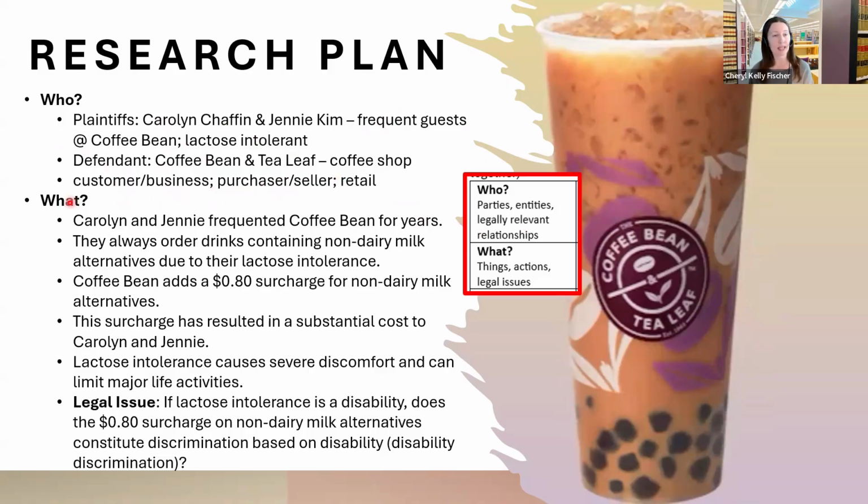And then the what. So legally relevant things, actions, and issues. So they frequented Coffee Bean for years. They always order drinks containing non-dairy milk. Coffee Bean always adds the surcharge, and it's resulted in substantial cost added up over the years. Since intolerance causes severe discomfort, it can limit major life activities. They're arguing that it's a disability. So if it is a disability, does the surcharge constitute discrimination based on that disability?